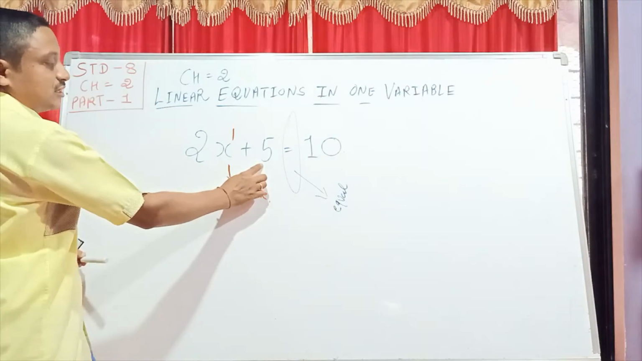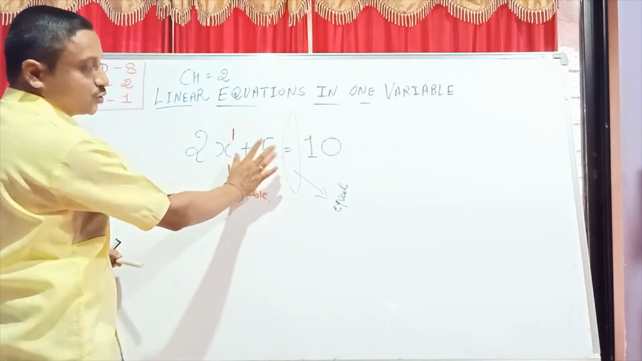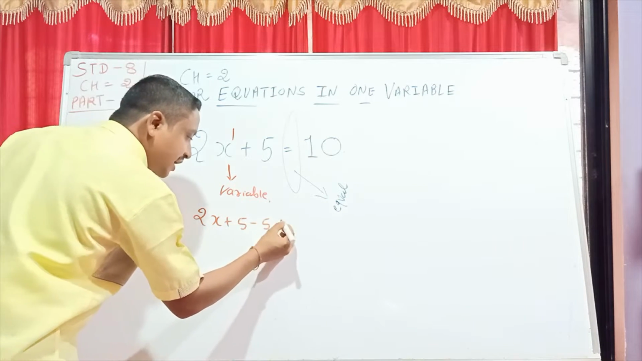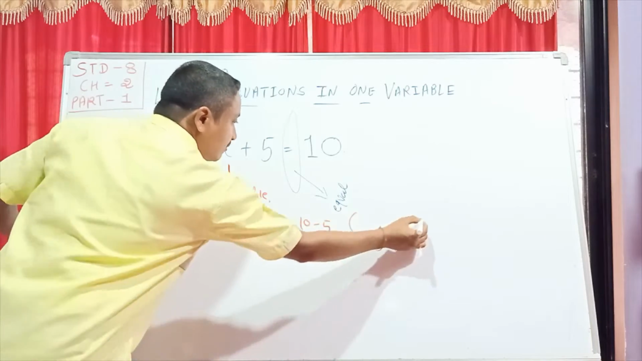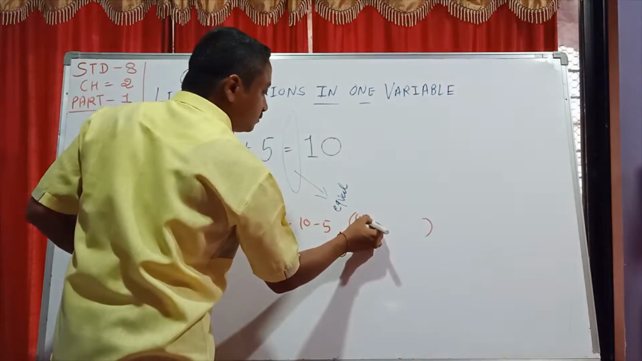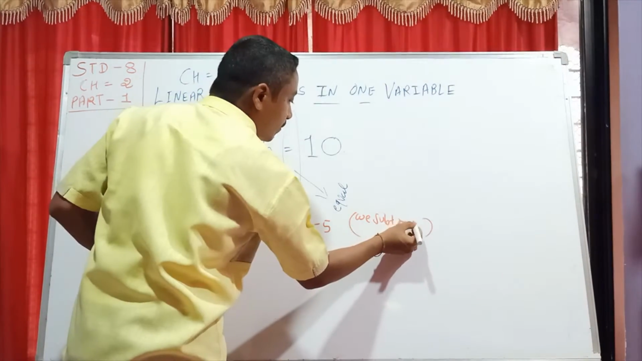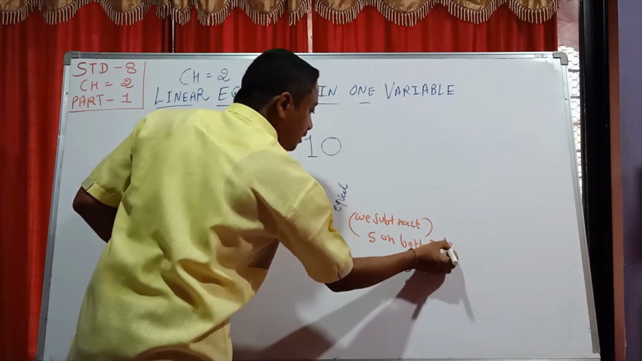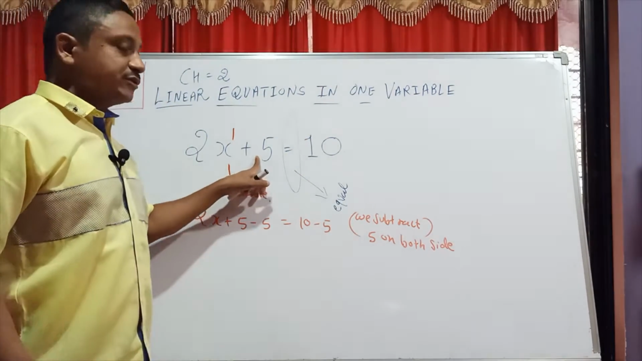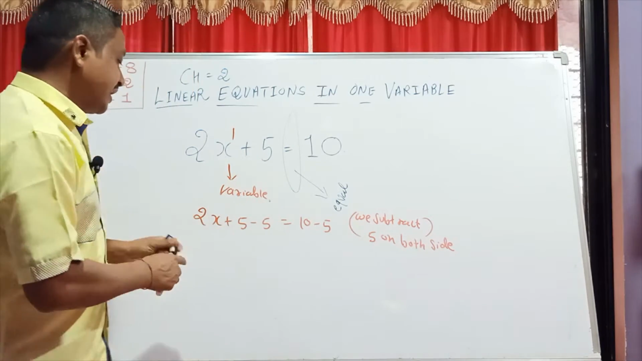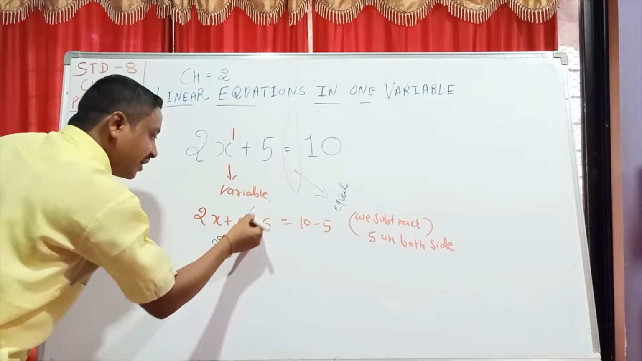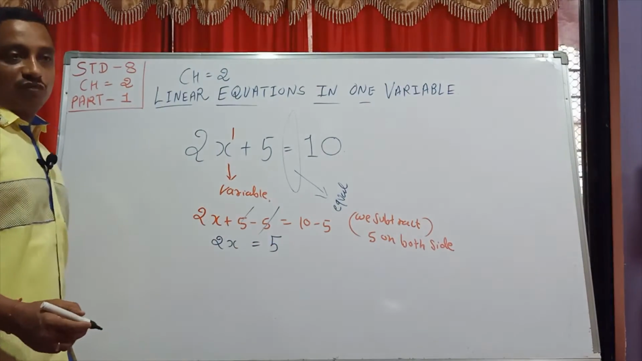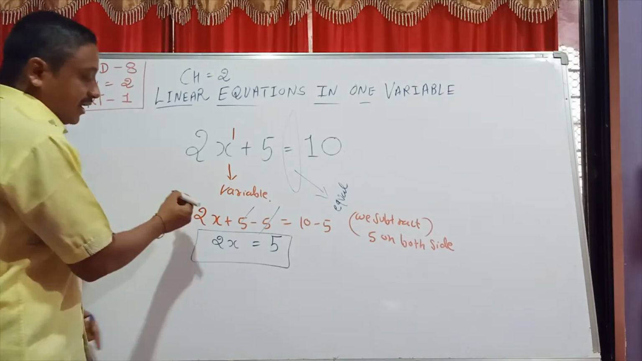So first of all students, you remove this plus 5. So taking both sides, we subtract 5 on both sides. Most probably students convert plus values into minus form first, so they get here 2x, that 5 is gone, and 10 minus 5 is equal to 5. So students, 2x is equal to 5. Now I calculate the value of x.